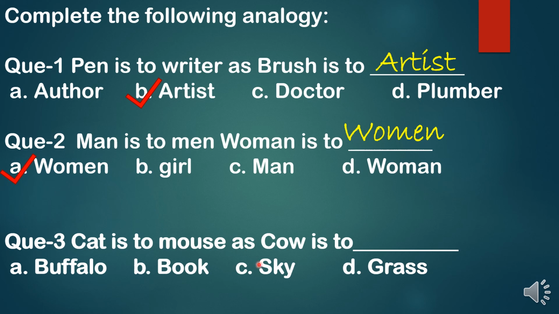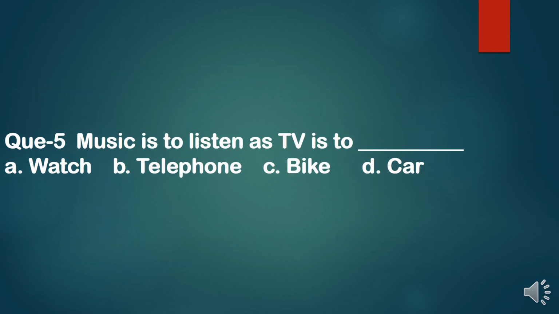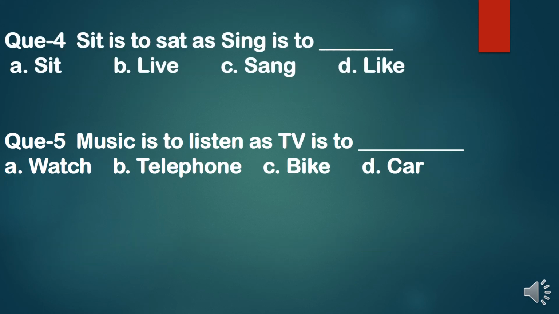Cat is to mouse as cow is to dash. Cat का favorite food mouse. So cow का favorite food buffalo, book, sky or grass. That is grass. Question number 4 and 5.